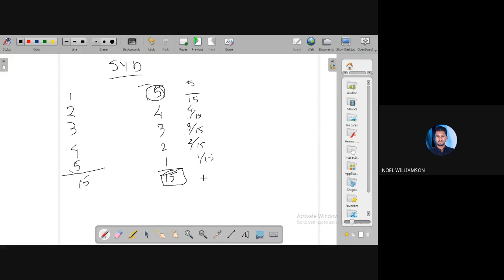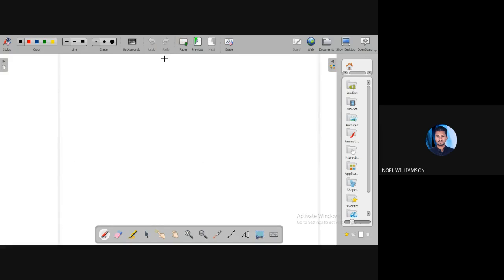This type of calculation is done in the sum of years digit method, and you will get a clear picture while solving a problem.